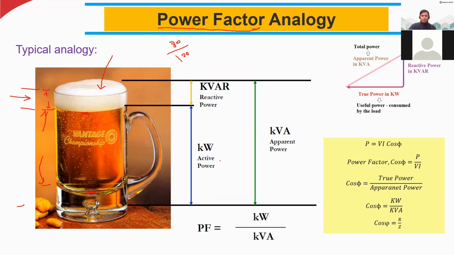Here, this is the active power or true power, and the reactive power, and this total is the total power. That is the apparent power.